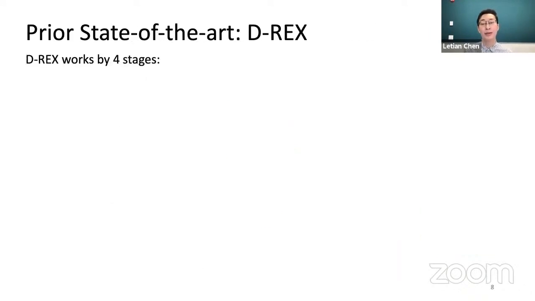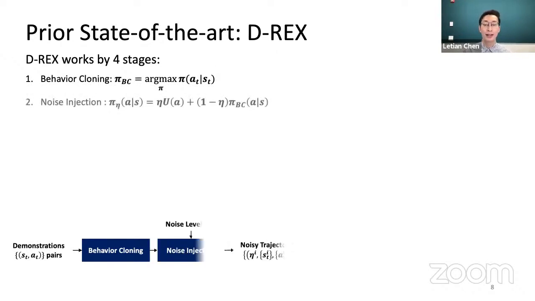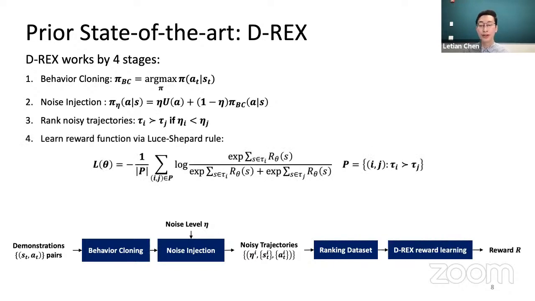Prior state-of-the-art DREX works in four stages. First, it employs behavioral cloning to obtain a policy from the demonstration state action pairs. Second, DREX injects varying levels of noise into the behavioral cloning policy to create noisy trajectories as we introduced. Third, DREX automatically generates ranked trajectories by noise level ranking. And finally, DREX learns a reward function from the ranking information by the Luce-Shepard rule.